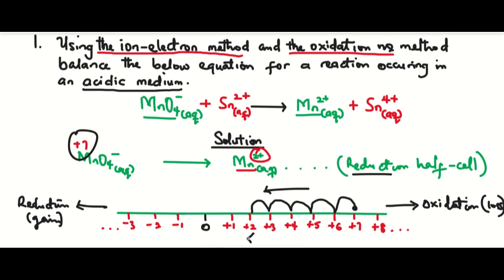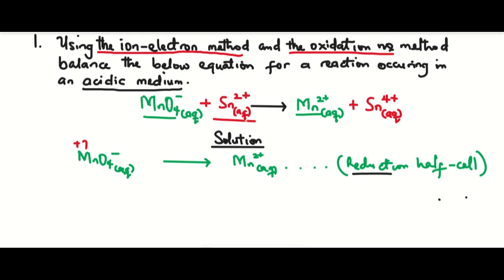So how many electrons has manganese gained from +7 to +2? It means manganese has gained 7 minus 2, that's 5. It has gained 5 electrons in total. So moving forward to the next half cell equation, we have tin 2+ to be matched up with its similar chemical species, tin 4+. So I have Sn2+ aqueous to give Sn4+, still in its aqueous state. So this should be the oxidation half.